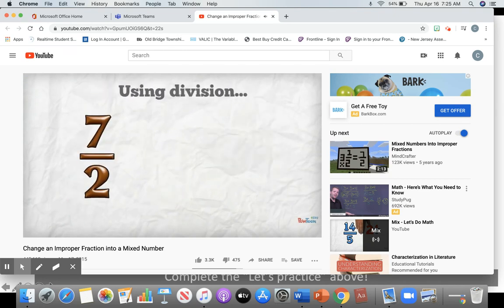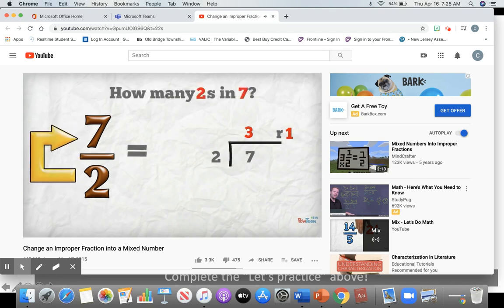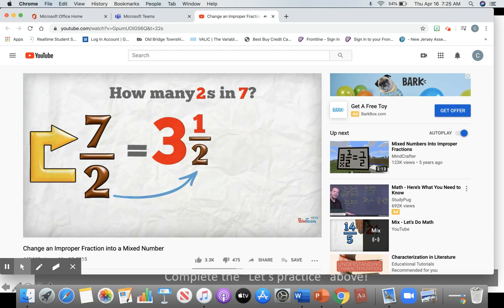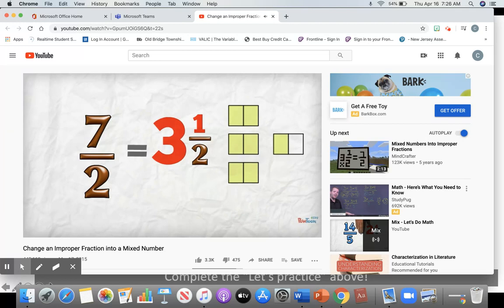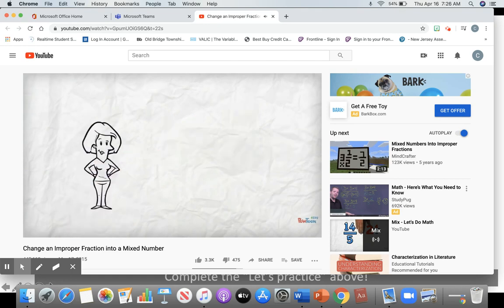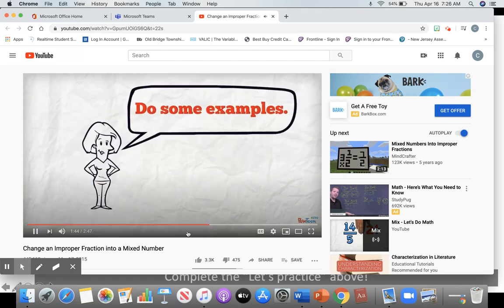Using division, 7 divided by 2. Well, 3 2s are 6, and there's a remainder of 1. Let's do that again. How many 2s in 7? 3 2s are 6, remainder 1. Put that over the original denominator of 2, and we're done. And proving it using a diagram, 7 halves is 3 wholes and 1 half. Okay, now we've proved the method works, it's time to do some examples.